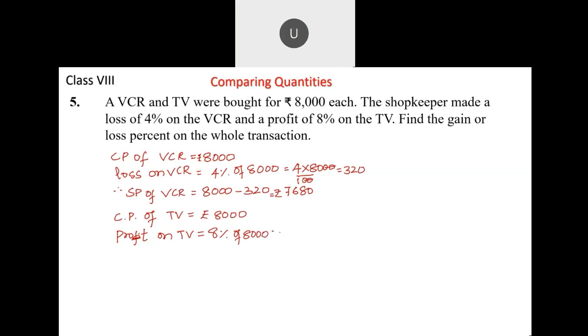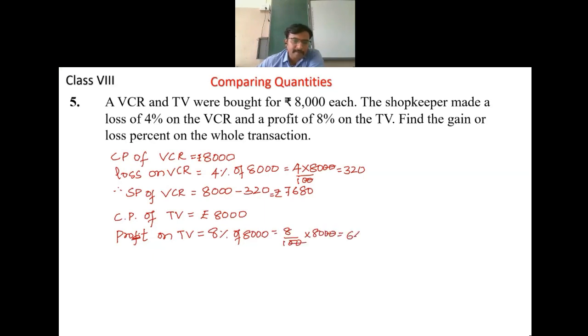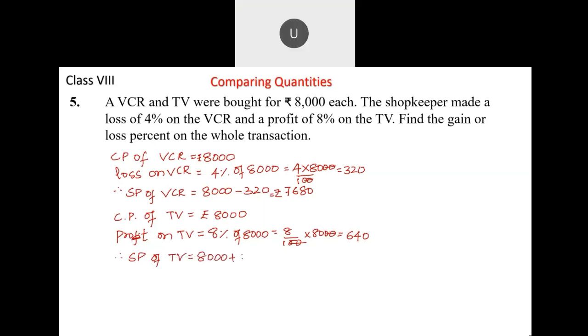So it is 8 into 8,000 divided by 100. 100 cancels with 100, 8 into 80, which gives 640. Therefore, the selling price of the TV is 8,000 plus 640, which is equal to 8,640. And we have to add them.